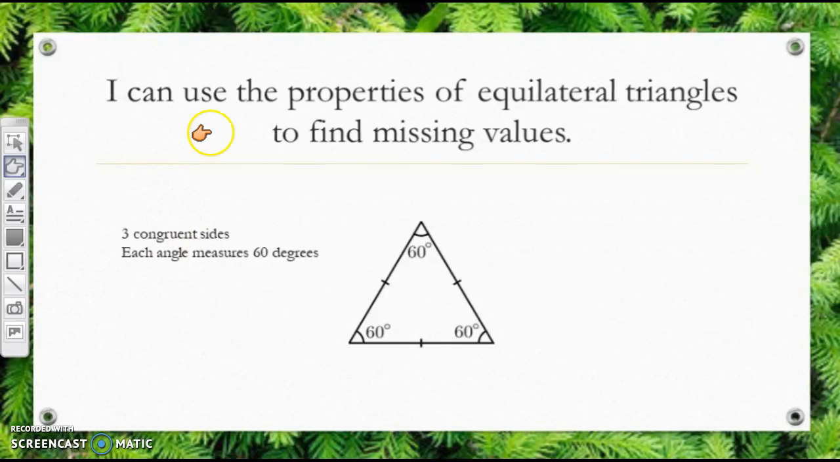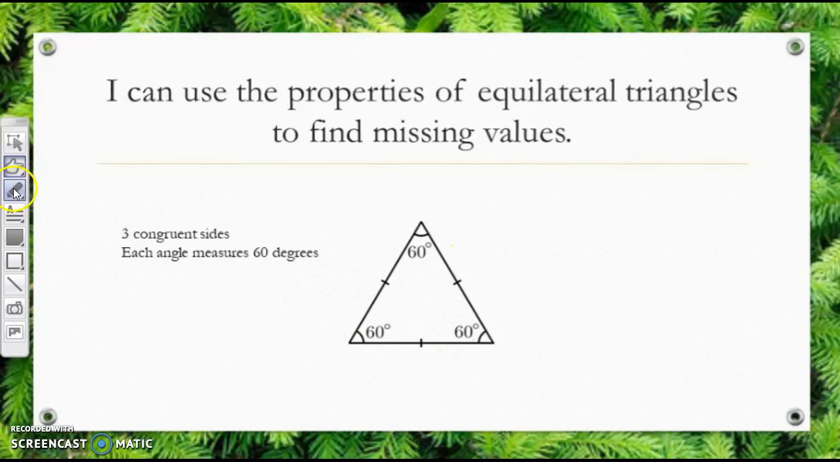The next thing we talked about was equilateral triangles. So here's your I can statement. I can use the properties of equilateral triangles to find missing values. So just a quick reminder, in an equilateral triangle, all three sides are congruent and all three angles are congruent.